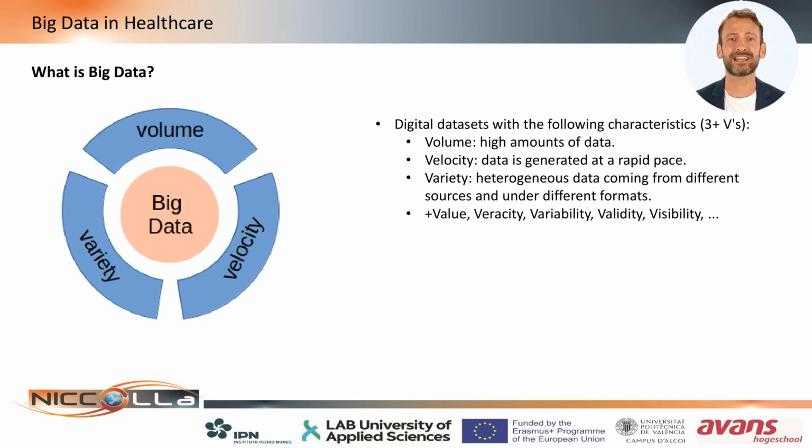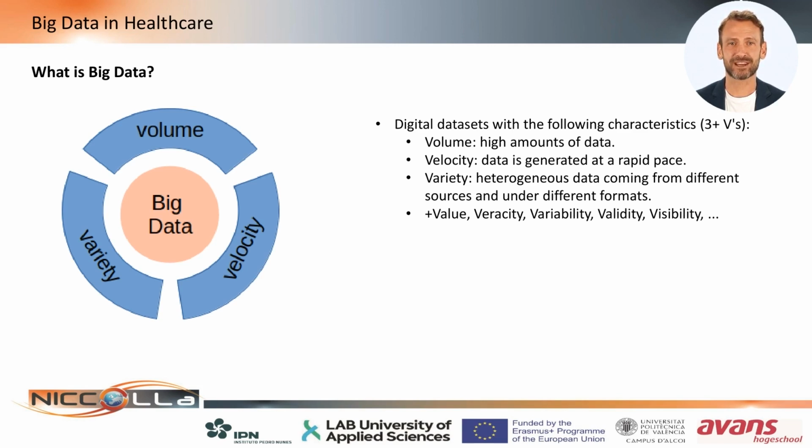But what is big data? How can we decide whether a particular source of data is big data? Big data refers to large digital datasets that combine the following characteristics, commonly known as the 3 V's. Volume means high amounts of data. Velocity means data gets generated at a rapid pace. Variety means data comes from many different sources and under different formats.